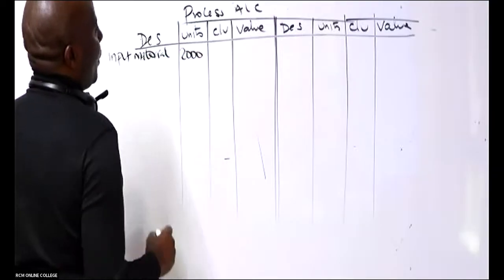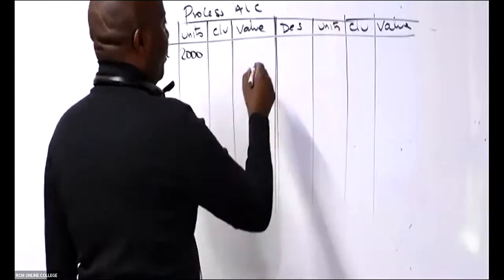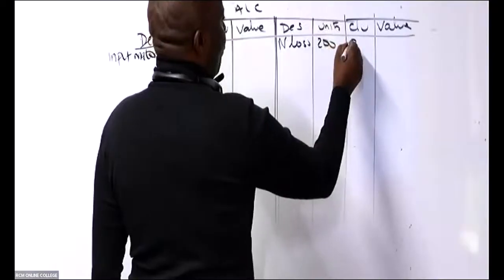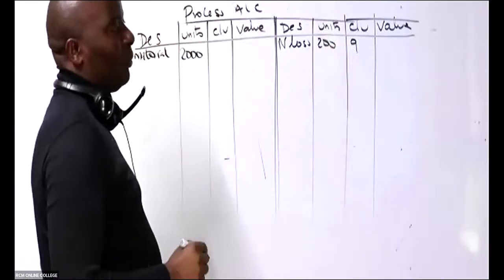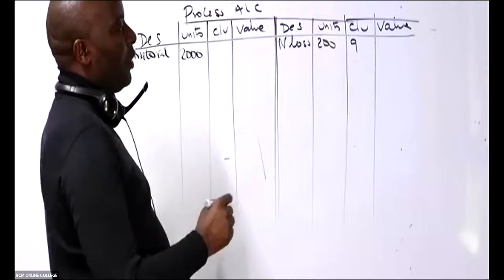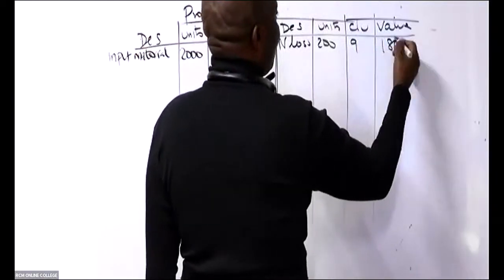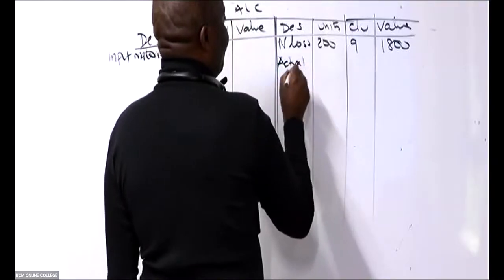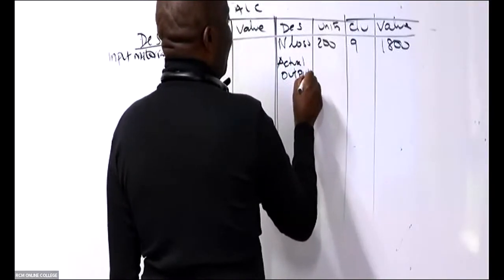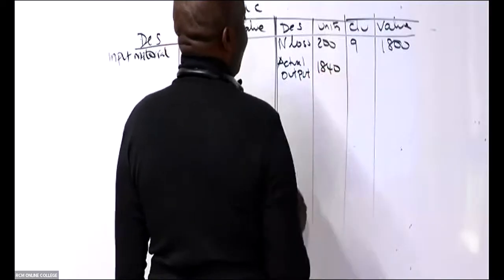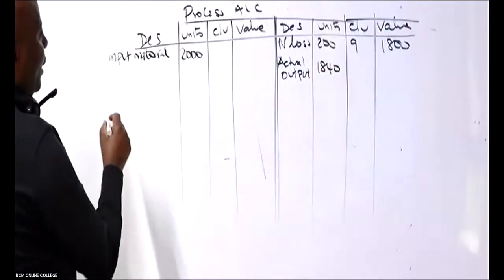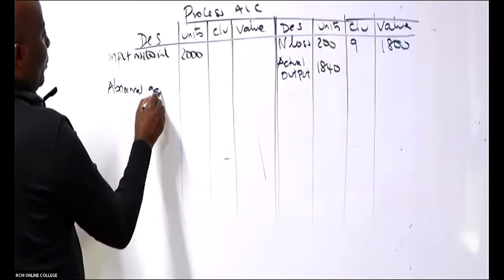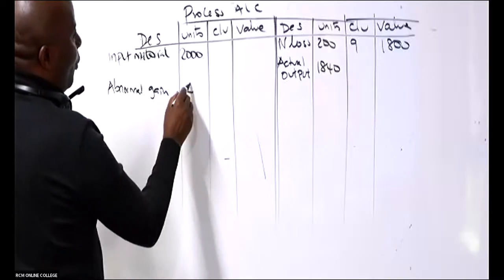$2,000. We had normal loss of 200. And they have told us we are scrapping at 9 bob still. So 200 times 9 gives me 1800. We have in this case the actual output of 1840. We have an abnormal gain of 40.